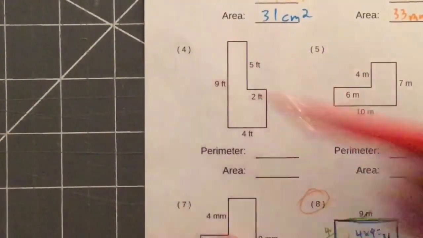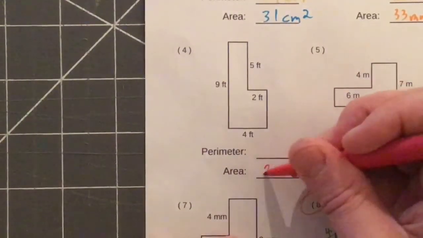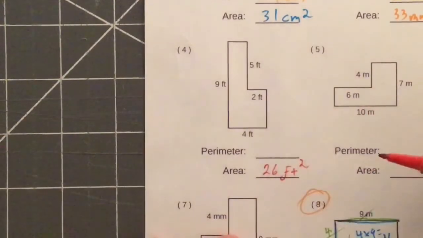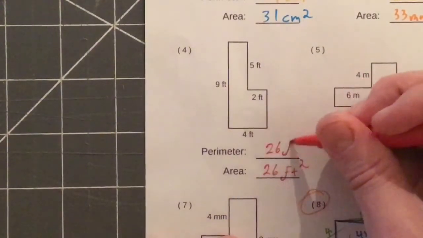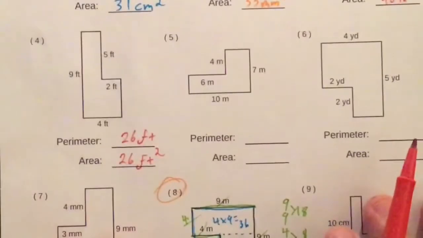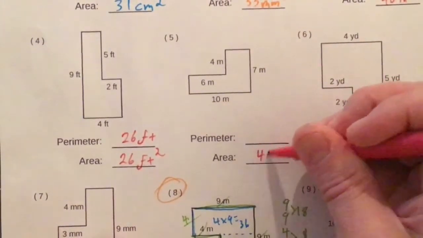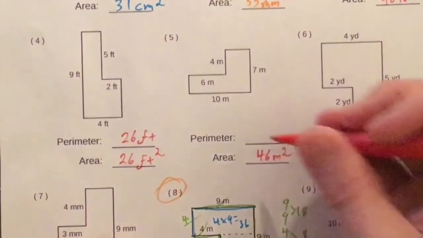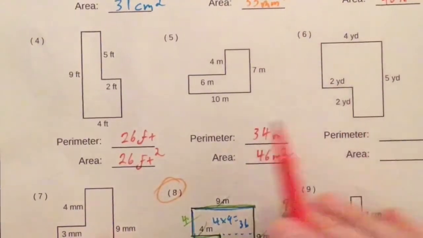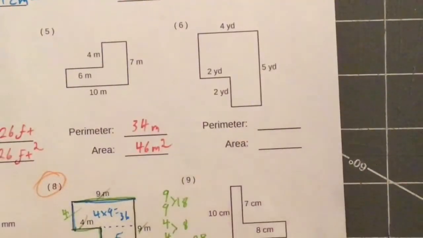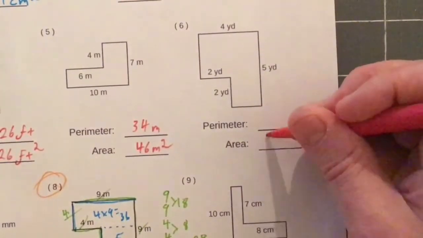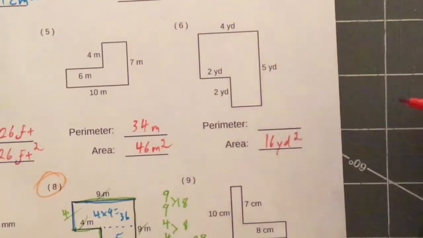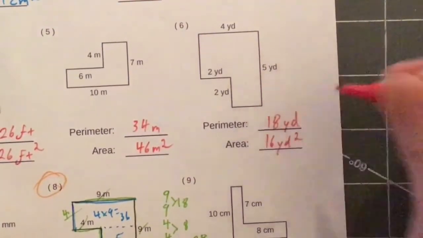Number 4 should be 26 feet squared for the area and 26 feet for the perimeter. Number 5 should have 46 meters squared for the area and 34 meters for the perimeter. Number 6 should have 16 yards squared as your area and 18 yards as your perimeter.